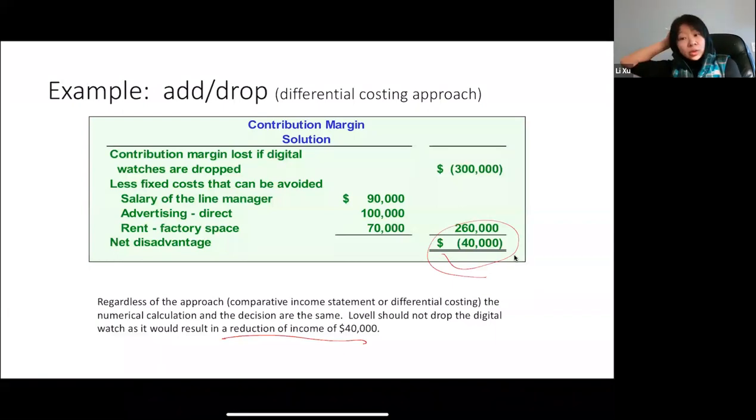So which method do I prefer? I always prefer the first method. It takes longer, but in practice, a lot of times you need to do a presentation to show your answer, or need to explain this to the manager. So you have to do that anyway in practice. For the exams and homework, either way works, because you can see here the differential costing approach is going to be much faster and easier to do.